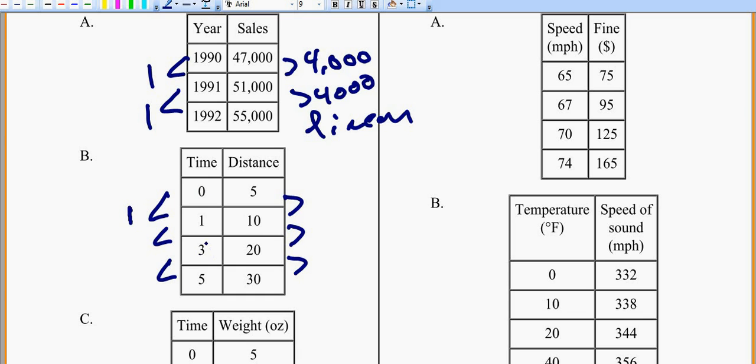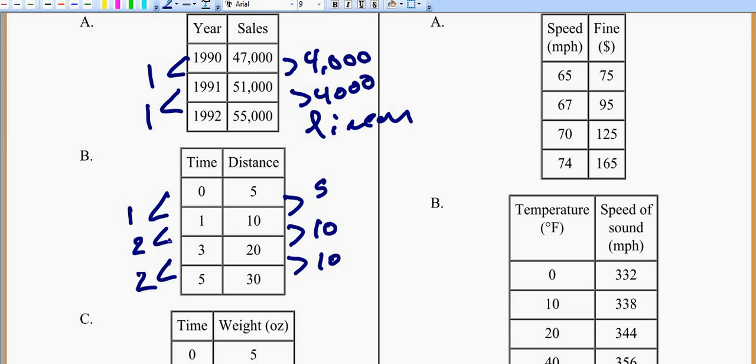0 to 1 is 1, right? From 1 to 3 is 2. 3 to 5 is 2. 5 to 10, that's 5. 10 to 20 is 10. 20 to 30 is 10. So here's what you got to watch out for, guys.